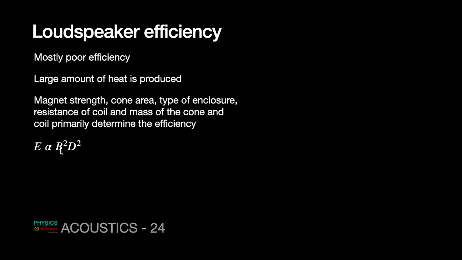A stronger magnetic field will apply a larger force on the coil and make it easier to vibrate, so the efficiency will be more. A larger cone diameter produces more sound output, so the efficiency will be more. So it's anybody's guess that E will be dependent on B and D. So they are the most important terms. So that's about loudspeaker efficiency.